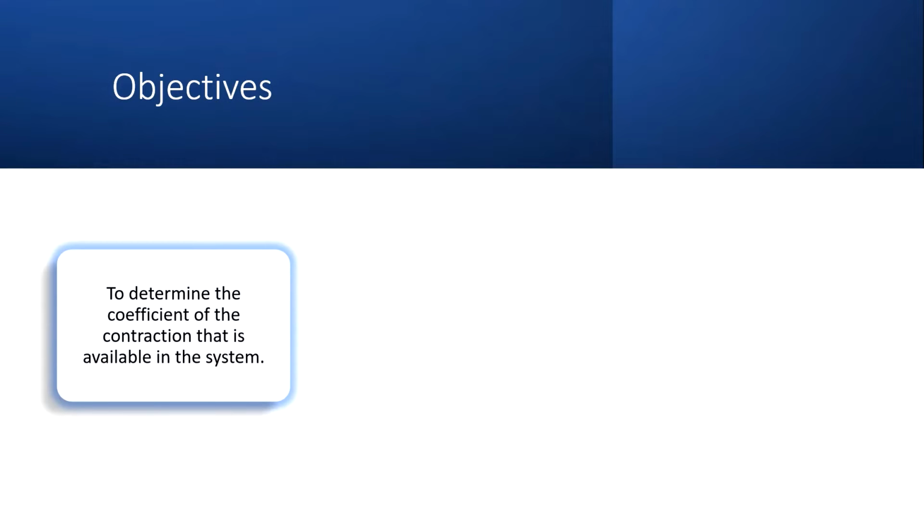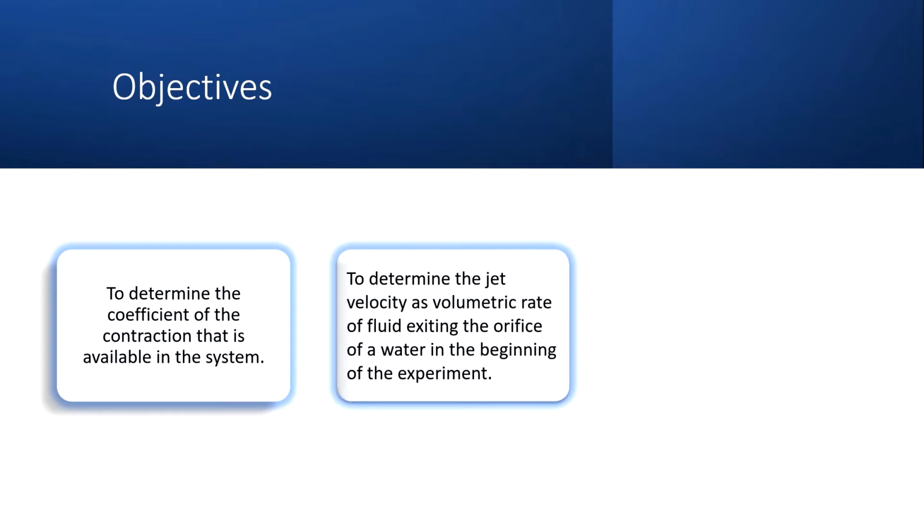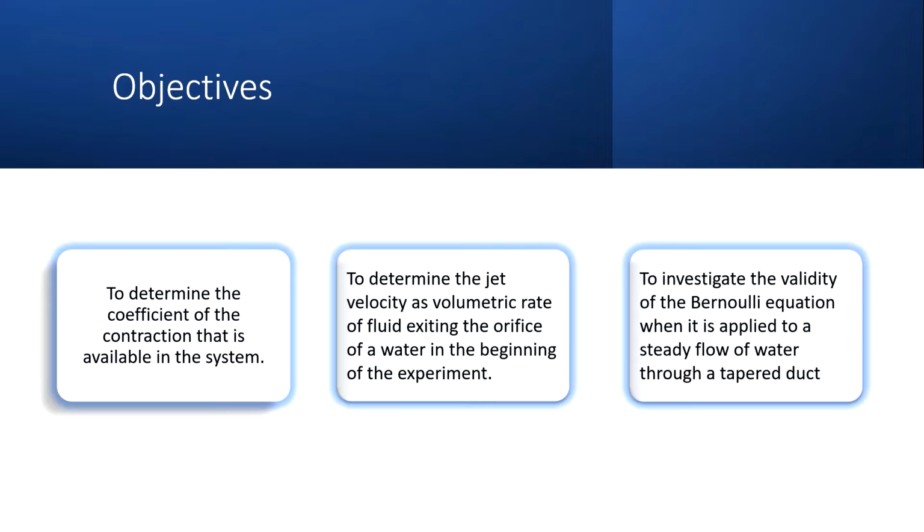Objectives. Firstly, to determine the coefficient of contraction in the experiment. Next, to determine the jet velocity as the volumetric rate of fluid exiting the orifice of the water at the beginning of the experiment. And to investigate the validity of Bernoulli's equation when it is applied to a steady flow of water through a tapered duct.